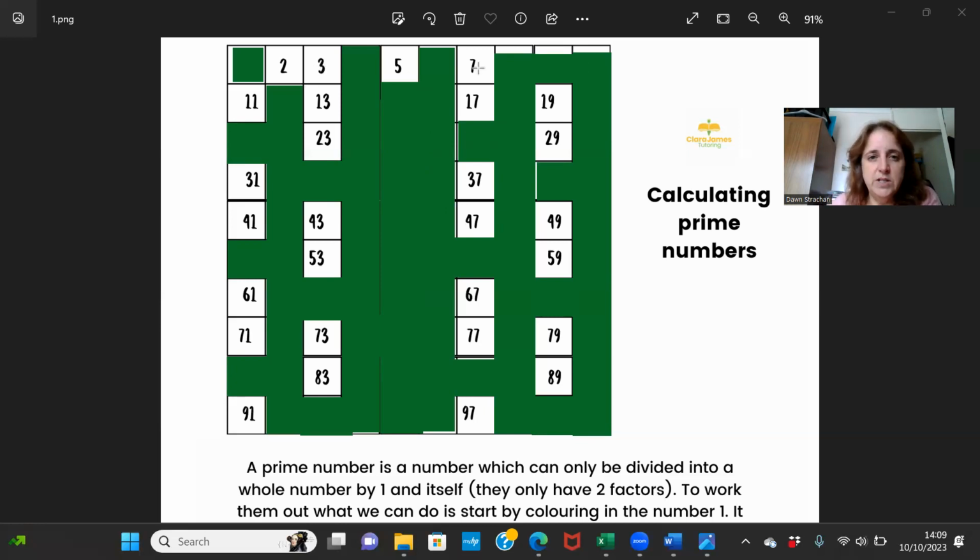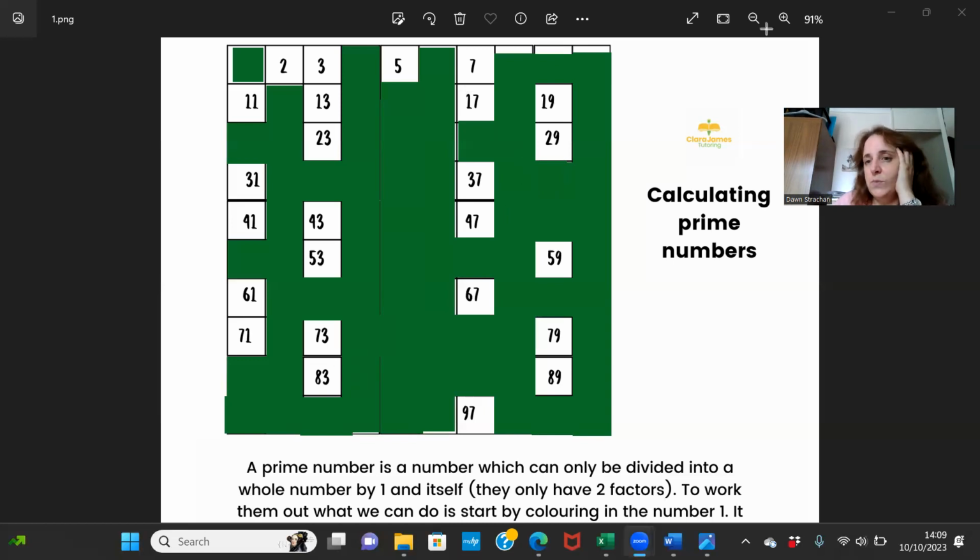So the next ones we need to do are the 7s. So 7, 14, most of these will probably be gone by now. 21, 28, 35, 42, 49, 56, 63, 70, 77, 84, 91, 98. Okay, so that's the 7 times table done.